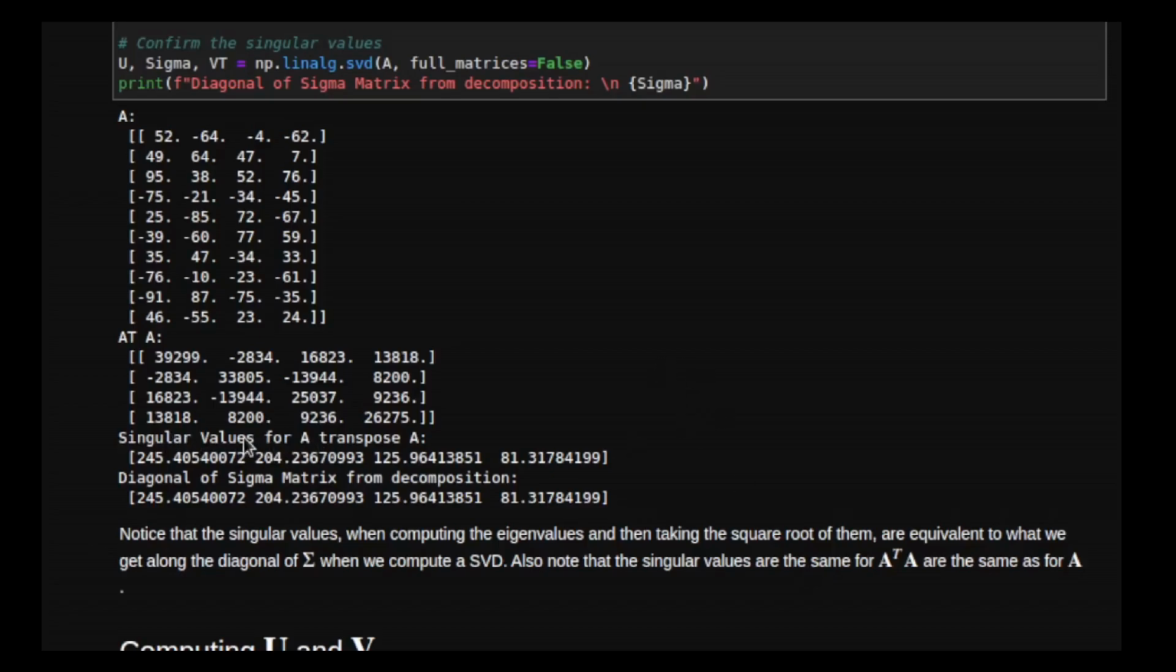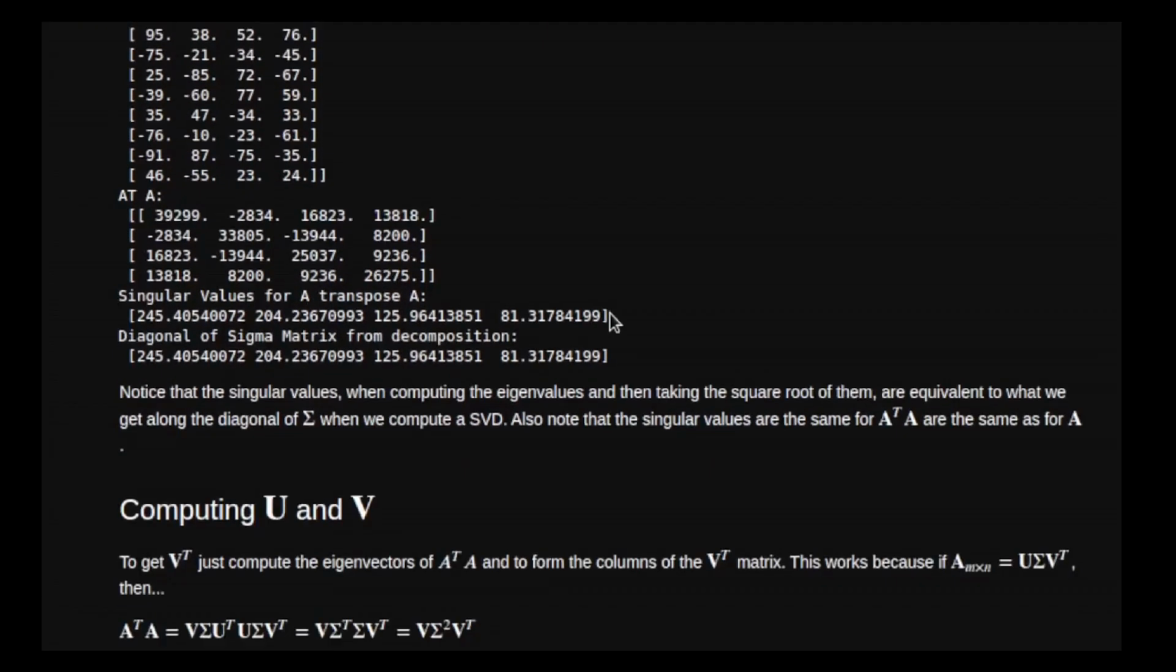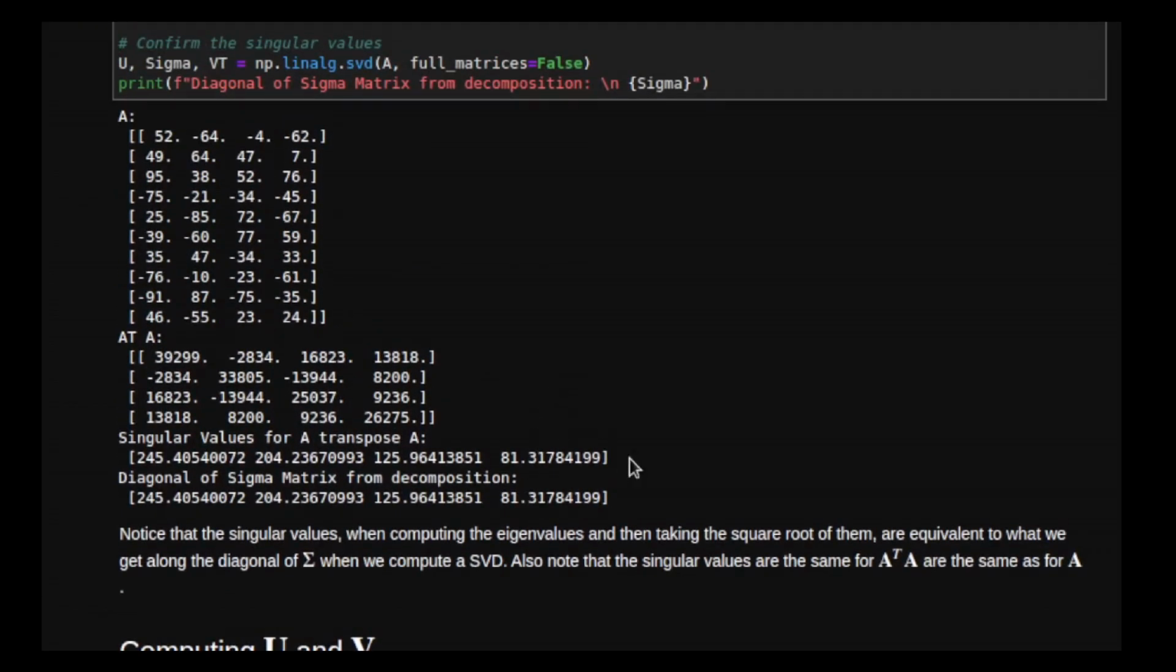In any event, the singular values that we get from direct computation of A transpose A, by computing the eigenvalues and then taking the square root of them, are 245 and some change, 204 and some change, 125 and some change, and 81 and some change. And for those who are not familiar with the "and some change" terminology that I'm using here, I just mean the decimal points after. When we compute the singular values from the NumPy linalg SVD function, we get effectively the exact same thing.